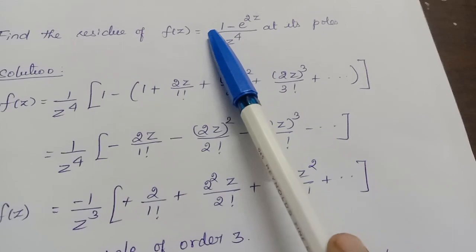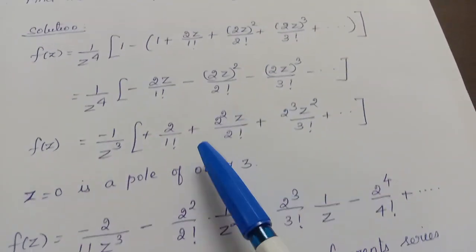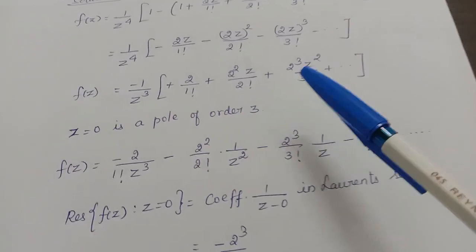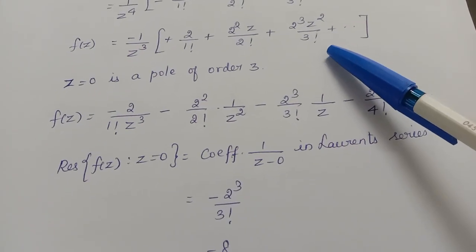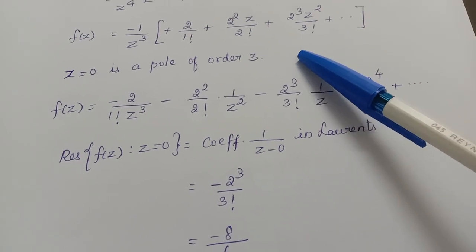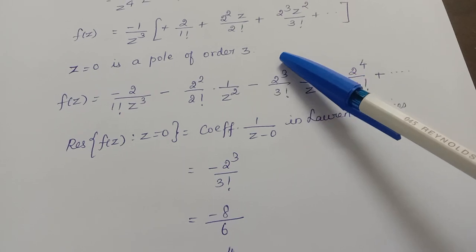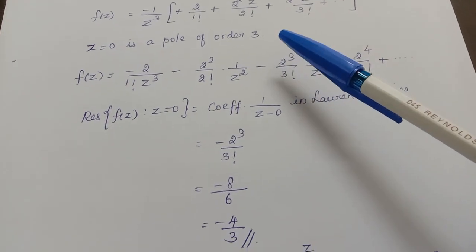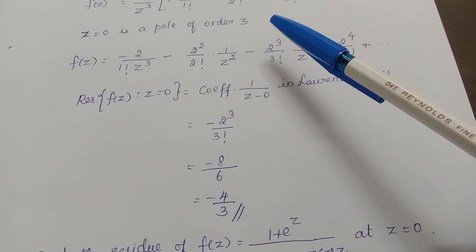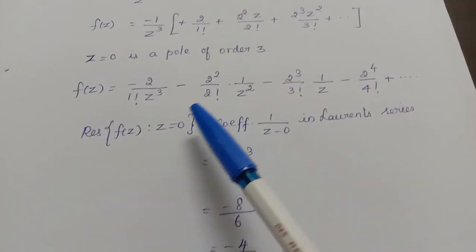Whenever you have trigonometric or exponential function like this, you write the expansion, then only you can identify the clear nature of the singular point. When you have polynomials alone, no need to write it like that. Directly you can equate the denominator and write the nature of the pole. But when you have exponential or trigonometric function, it's better to write the expansion and identify. Otherwise you may get it wrong.